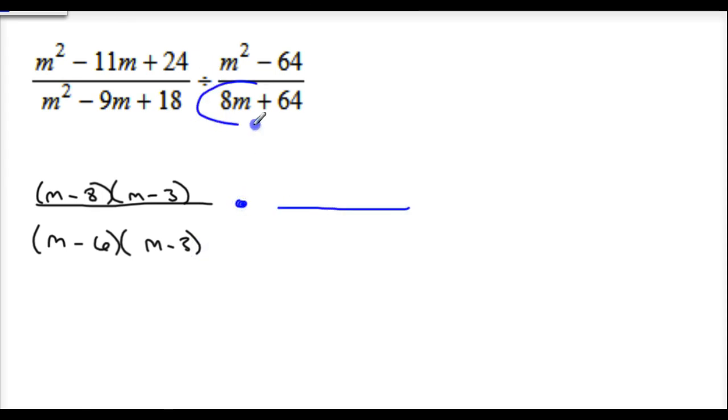Okay, so I'm going to take this guy and put him in the front. 8m plus 64. What can I simplify out of 8m plus 64? All right, it's just a binomial. So factor out 8. You're left with m plus 8. And then m squared minus 64. What does that factor into? Difference of perfect squares. This goes into what? M minus 8 and m plus 8.